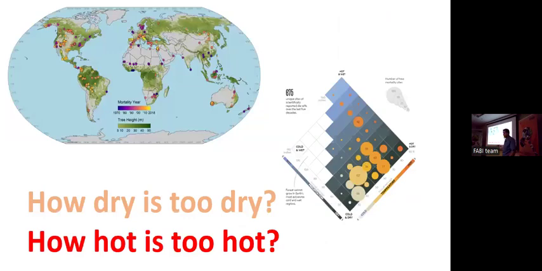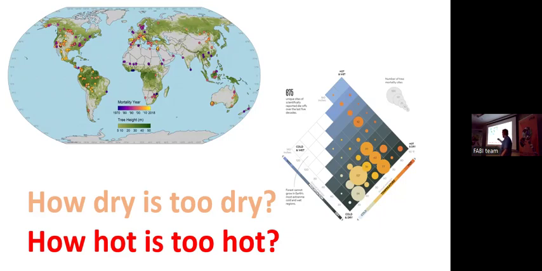But as a physiologist, it's not enough for me to know that the situation's bad. I want to put a number to it. I want to know how dry is too dry and how hot is too hot. How can we quantify this? So by synthesizing these global data, we were able to ask this question by investigating the long-term climate at each of these locations and the climate during the years of tree mortality events.